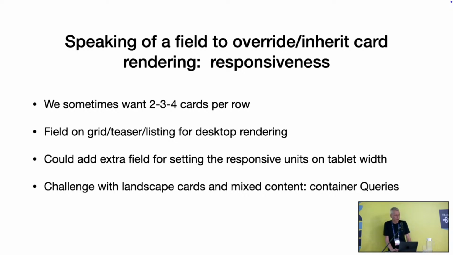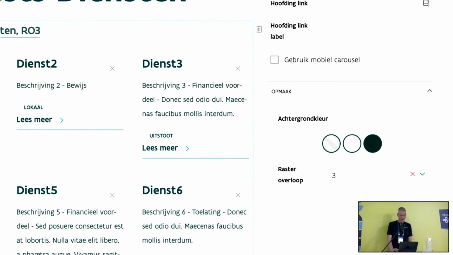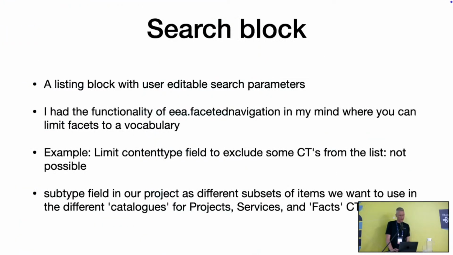The other thing that we haven't quite solved in the core Volto setup, speaking of a field to override inherited card rendering, is the responsiveness. In this design, you will often see, also on desktop layout, 2 cards next to each other, 3 cards, 4 cards next to each other. Actually, that's very easy, because on all our listing and grid blocks we have this extra option in Dutch, raster overloop, and there you can set it for the desktop size. If you would like a tablet size in between, you can just add an extra field, and thankfully, with container queries, which we also have now, that solves the problem.